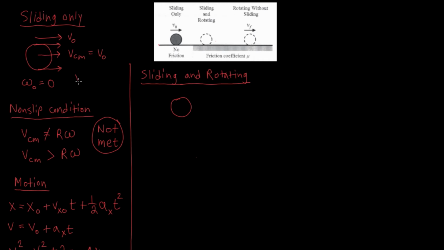So previously we said that the velocity of the center of mass was a lot greater than the angular velocity, and that was the case in which the object was sliding only, because the angular velocity was 0 and the velocity of the center of mass was equal to v naught.